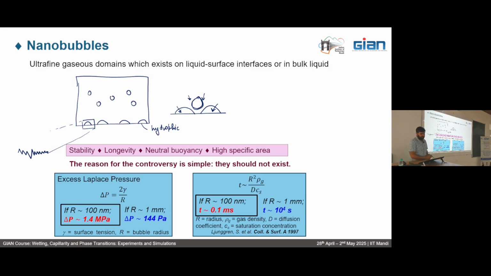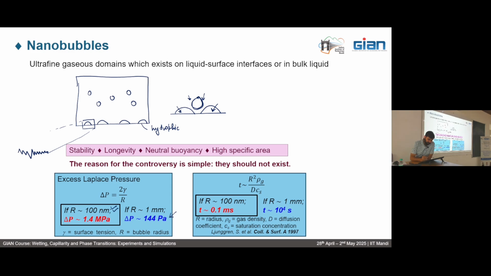Now one major concern with these gas bubbles or nanobubbles in general is the stability. If we try to calculate the excess Laplace pressure for a bubble having a radius of 100 nanometers, it comes out to be 1.4 megapascals, which is very high. Still, these bubbles exist for a very long time. If a bubble is of 1 millimeter, that pressure drops to 144 pascals.